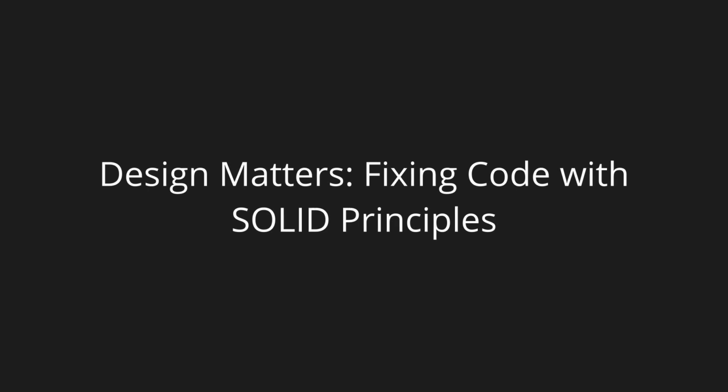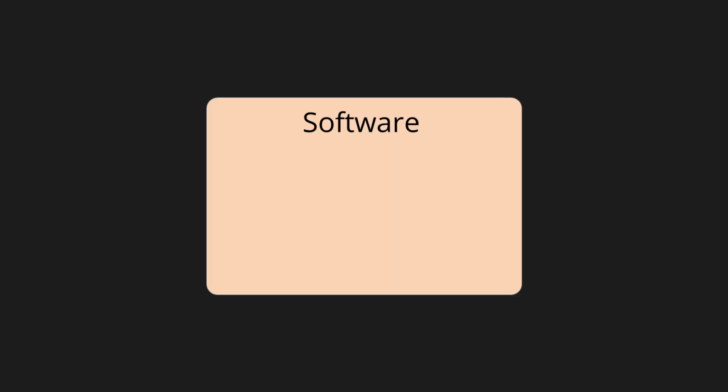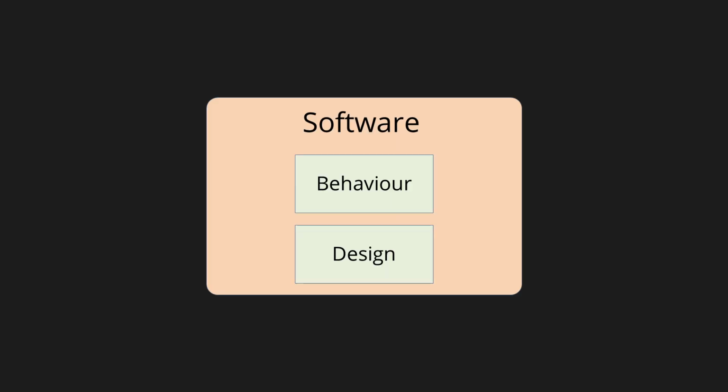In this video, we'll learn why software design matters and we'll talk about fixing poor design with SOLID principles. Every software system has two values, behavior and design. Behavior is what the software is supposed to do, meaning its functionality. So if the software is an e-commerce web application, then it should allow the users to do online shopping.